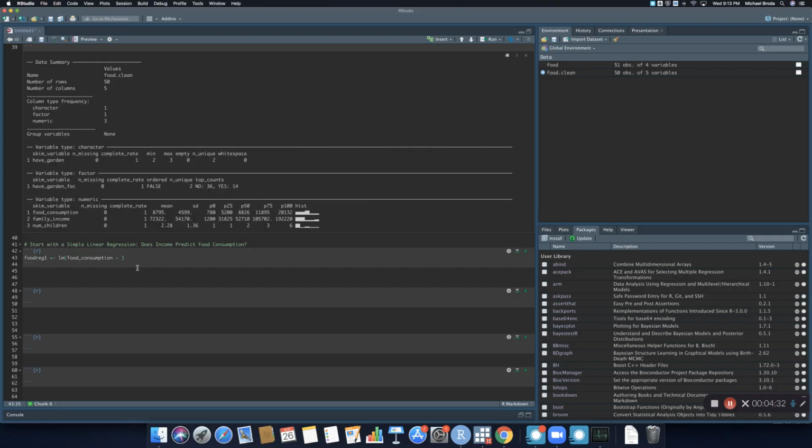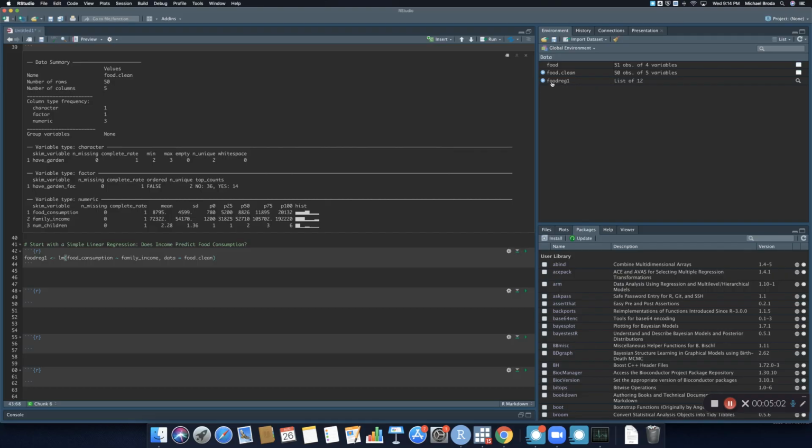So y, food consumption, as a function of x. In this case, we're just going to look at family income. Okay, then we need to put a comma. The only other thing we need to tell R is what the data are, or where the data are. So the data in this case are in food.clean. Not food, remember, food.clean. And put that there. And then I can run this if I want.